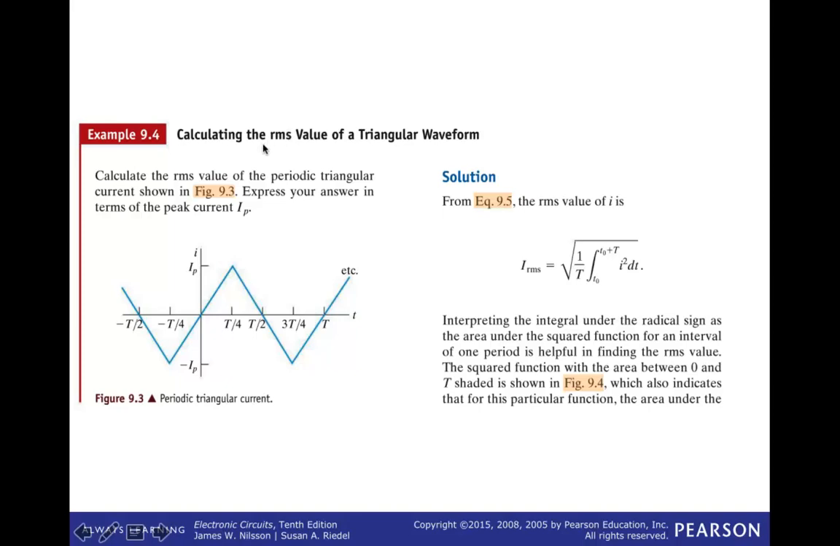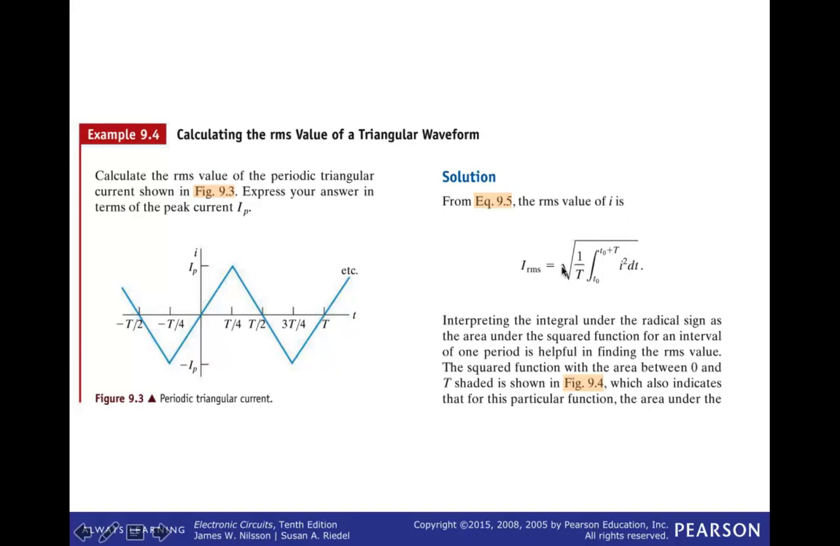So here's an example just illustrating that you can indeed calculate the RMS value of other waveforms. And this is out of your textbook. I'll leave it to you to go and view the example to understand how the RMS is calculated. Here's the basic formula that's used, where this is a current, and we're going to integrate this over a period. We're going to integrate the current squared.